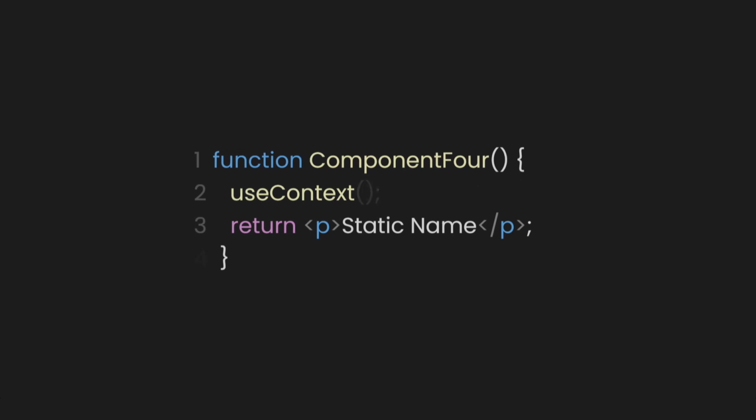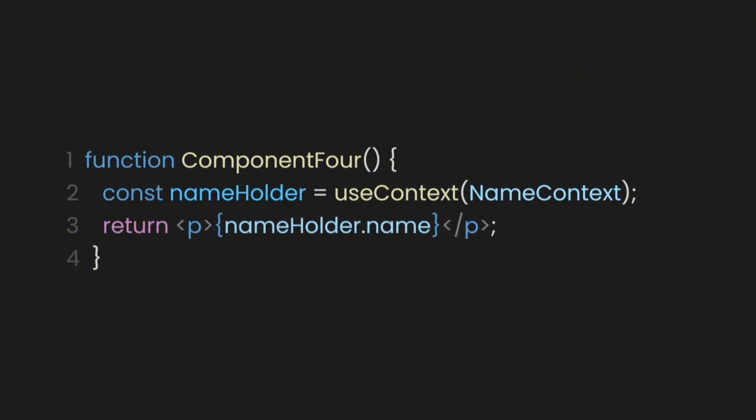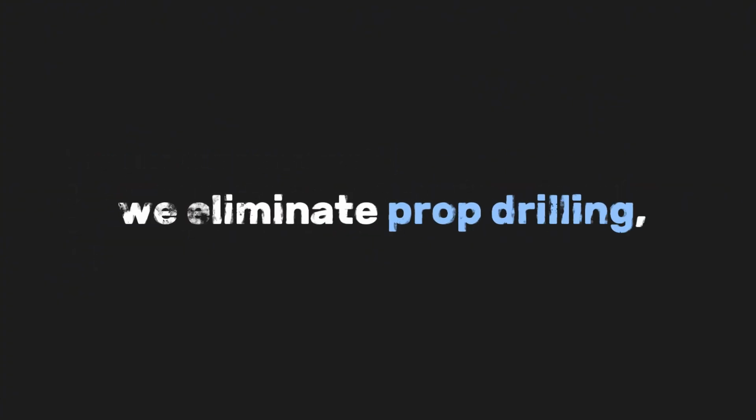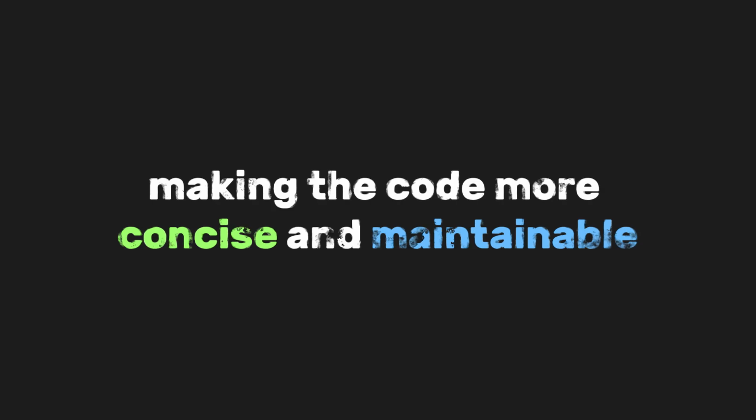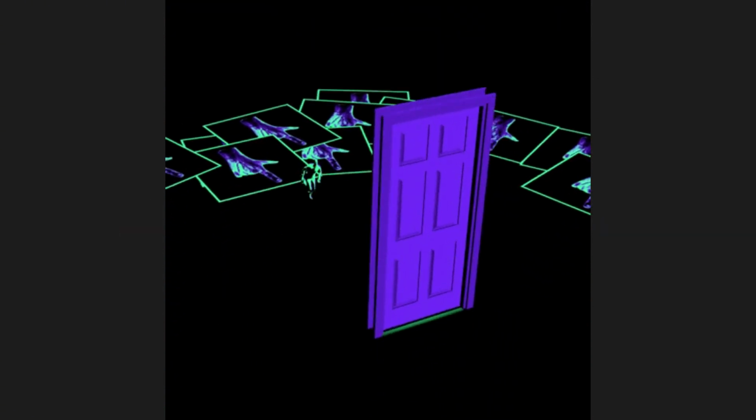We simply pass the name of our portal and place it inside a variable, and then we can access the data from that portal. Ta-da! This way, we eliminate prop drilling, making the code more concise and maintainable, especially in applications with deeply nested components.